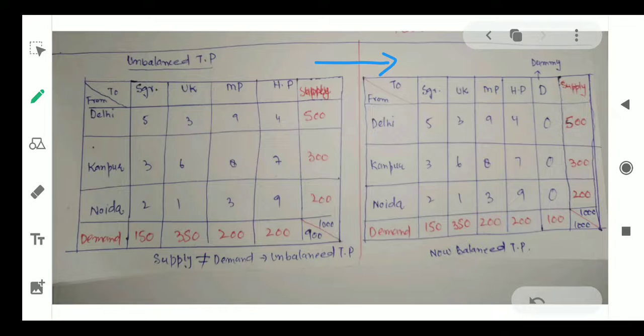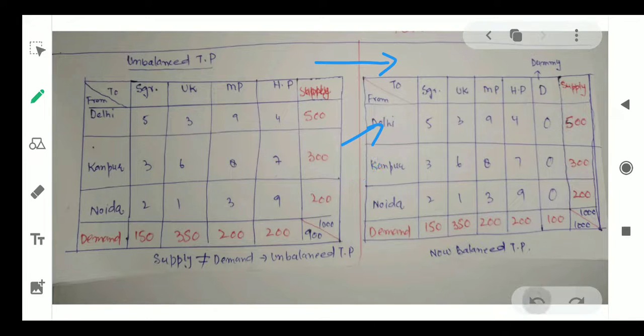Here I have written the same problem, the same source stations, that is Delhi, Kanpur and Noida. From here, for destinations I have written Srinagar, UK, MP, Himachal Pradesh, and there is one other column present here, which I have written as dummy D. Now, what is this dummy all about? Why are we writing this dummy?